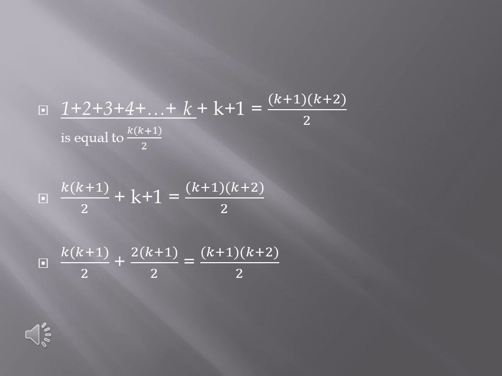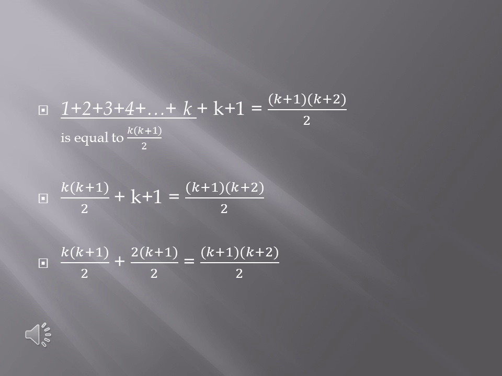Earlier we have assumed that 1 plus 2 plus 3 plus 4 all the way up to k is equal to k times the quantity of k plus 1 over 2. So we're gonna replace that. It will give us k times the quantity of k plus 1 over 2 plus k plus 1 equals k plus 1 times k plus 2 over 2.